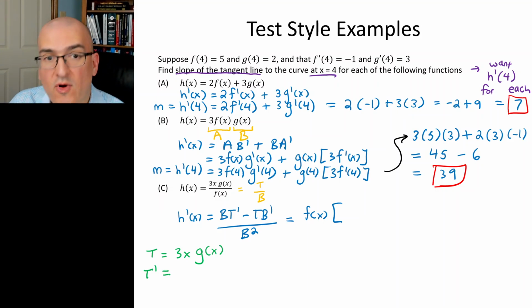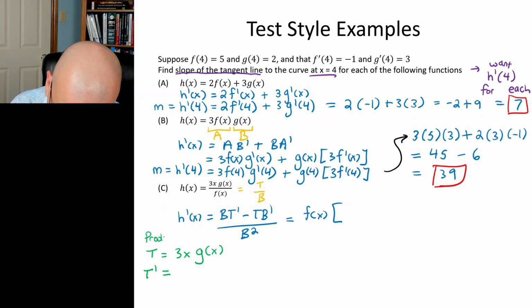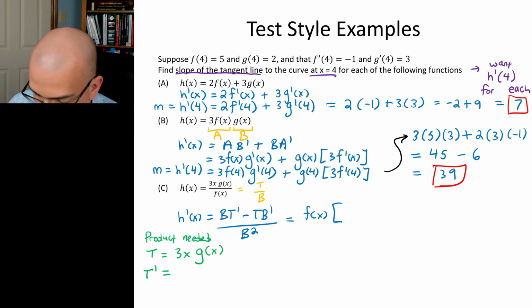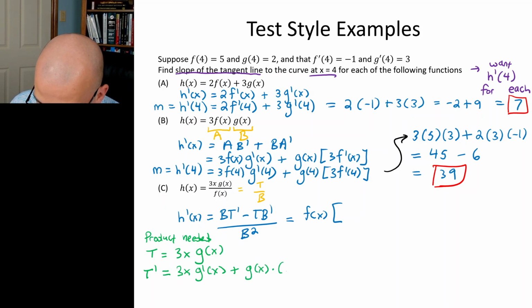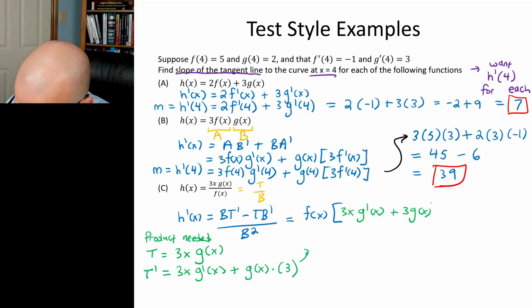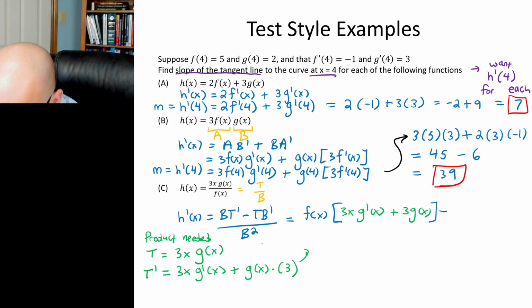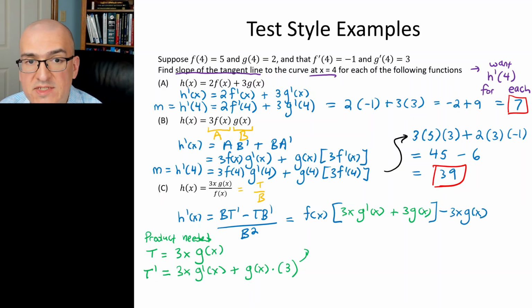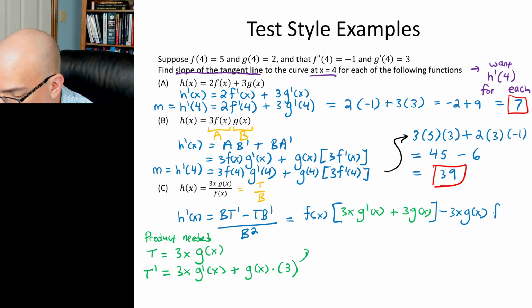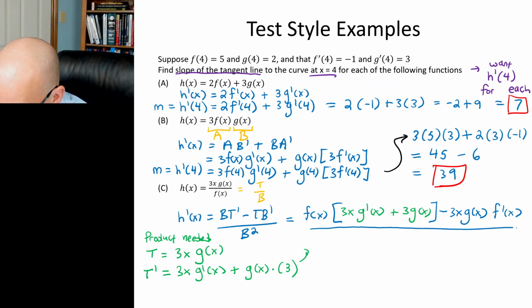T prime, we need a product rule. Well, the first function, 3x, times the derivative of g, plus the second function, g, times the derivative of 3x, which is 3. So that'll go up there. 3x g prime of x plus 3g of x minus the top function. So the top function is 3x times g of x times t prime. So this is the minus t b prime part. B prime, the derivative of the bottom, is just f prime of x, all divided by the bottom squared, by f of x, all squared.